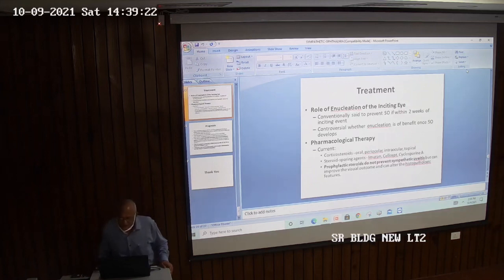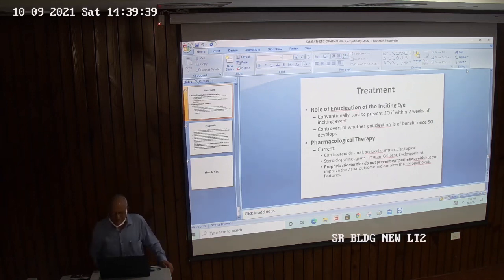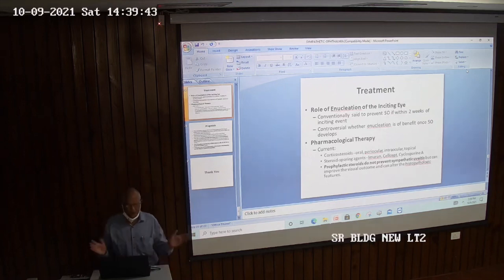The role of enucleation of the inciting eye was conventionally said to prevent sympathetic ophthalmitis if done within 2 weeks, because the incubation period is 2 months to 1 year. So if you remove it within 2 months, there will be fewer chances of this. It was thought so. Controversially, whether enucleation is of benefit once sympathetic ophthalmitis has developed is also opposed. Now the pharmacological therapy, the current part.